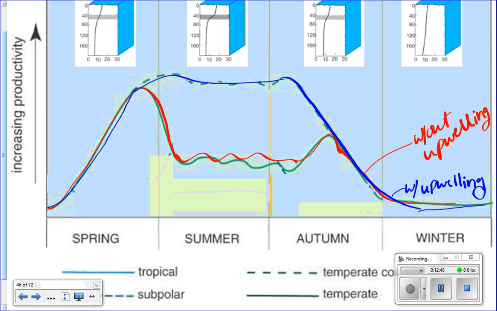in the spring. Then once that thermocline breaks down and more nutrients become available in the fall, you get a little bit of a bloom in the fall, and then it drops off for the winter. That's what happens in the temperate regions without upwelling.